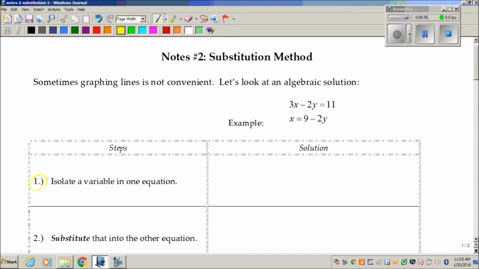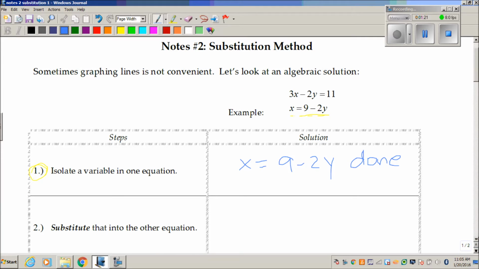Now in the first equation I see it's 3x minus 2y. Neither of those variables is alone. But in the second equation, I see that it says x equals 9 minus 2y. So in that equation, x is already isolated. It's already done for me, so that's the one I'm going to choose.